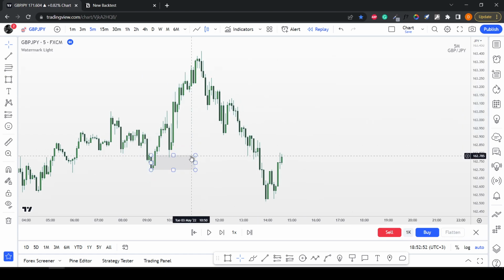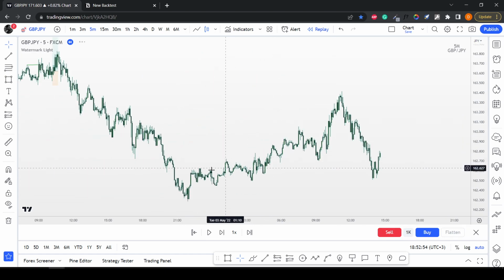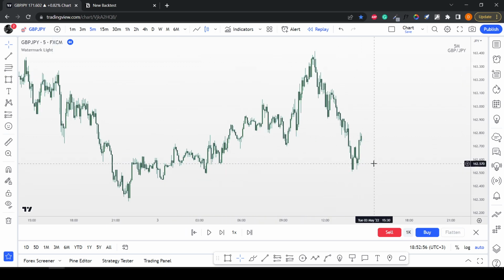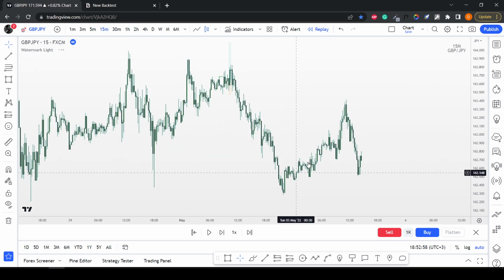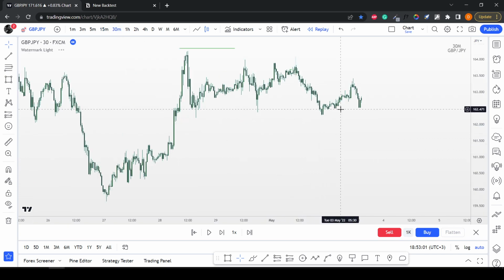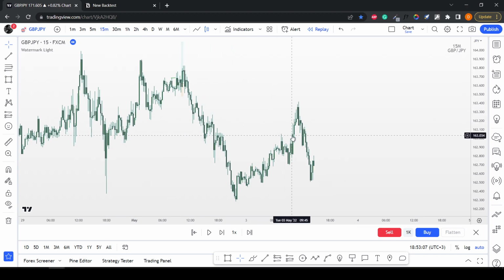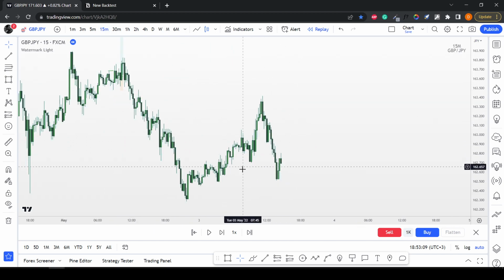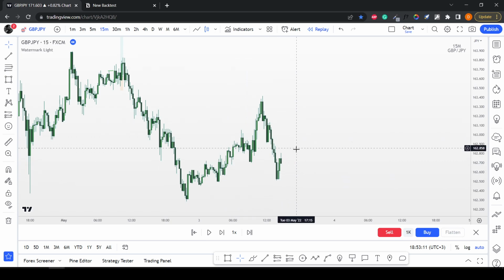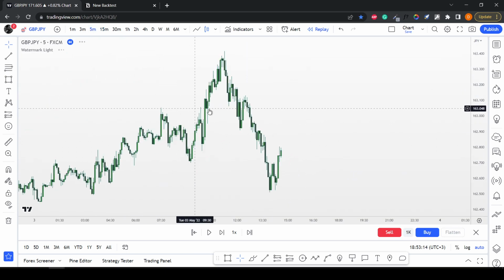So can do with this one, can do with this one, and we are still inside a possible reaccumulation from 15 minutes, from 30 minutes, and again this structure is pretty bad. So what I want now is I'm okay with taking one trade on a clear 5-minute shift to the upside if we get it.